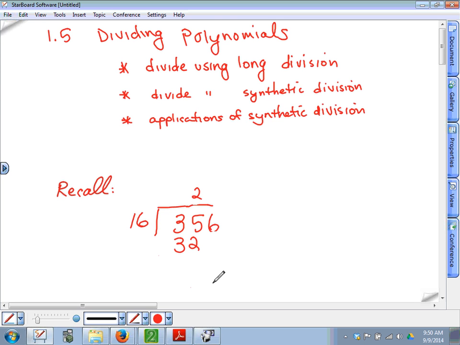Now what? So the phrase I like to use, not so much with numbers, but especially with polynomials, is draw the line and change the sign. Say it. You need to remember that. Draw the line, change the sign. All right, 32 from 35 is 3.